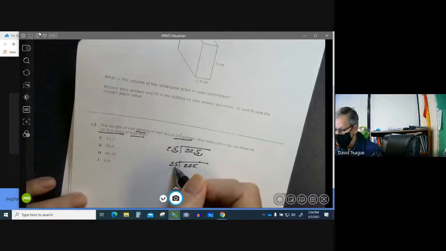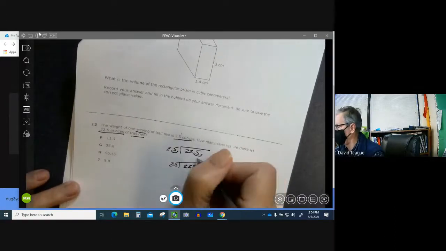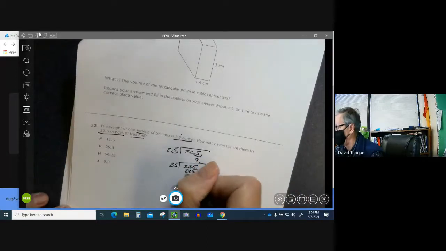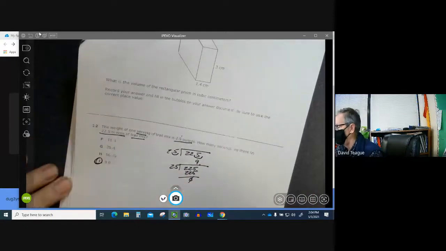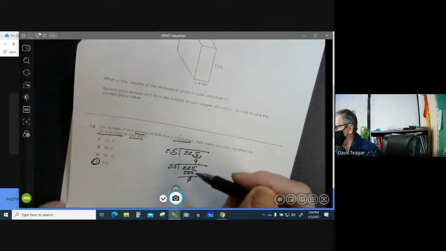Okay? 25 can't go into 22. You go into 225, and it turns out it goes in evenly, 9 times. So the answer was 9. Okay? I was kind of surprised about that one.